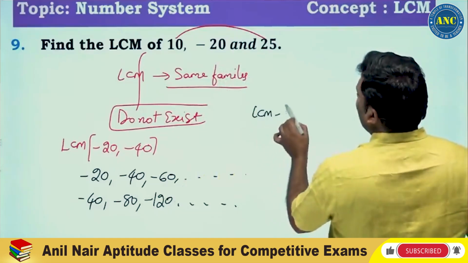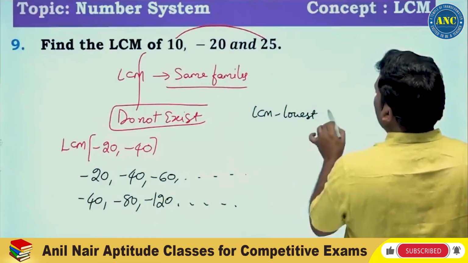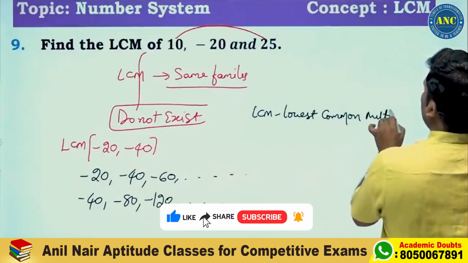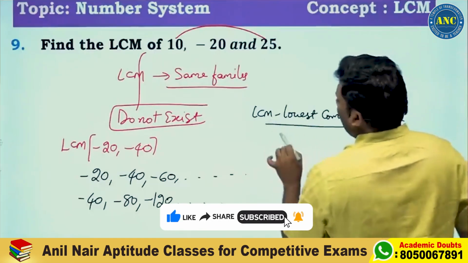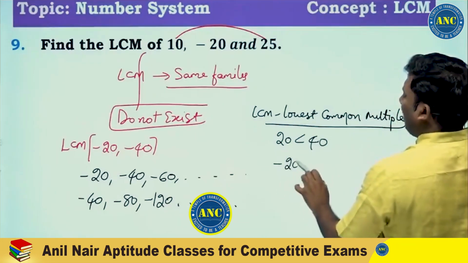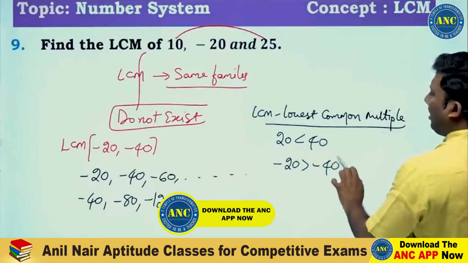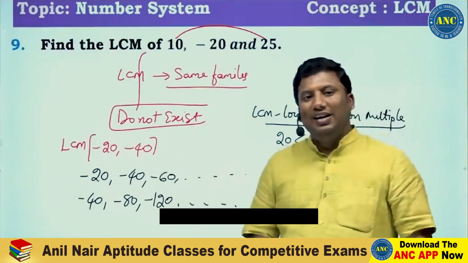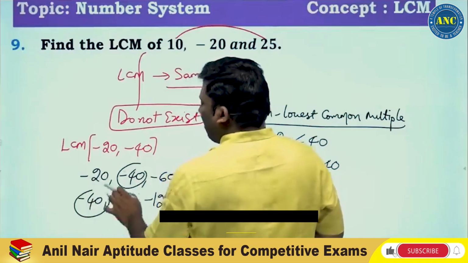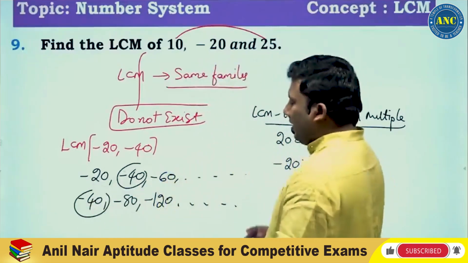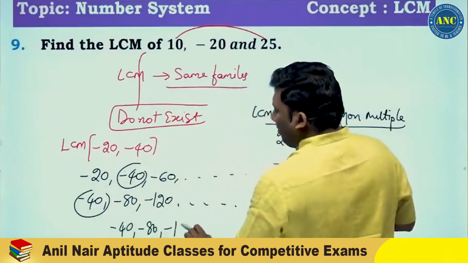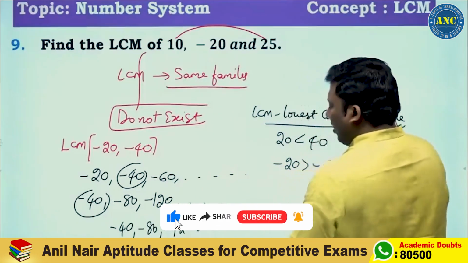Now see here. LCM stands for lowest common multiple. 20 is less than 40. But if I put a negative sign, minus 20 is greater than minus 40. So this is the greatest common multiple. The common multiples will be minus 40, minus 80, minus 120 and so on.